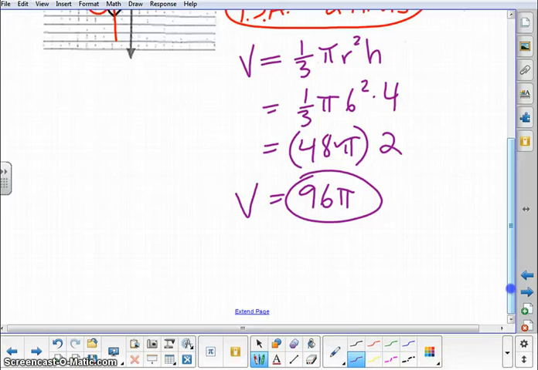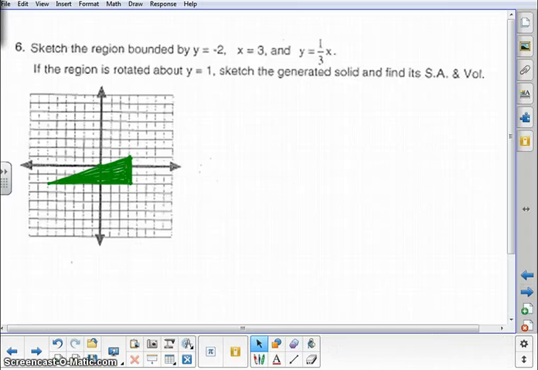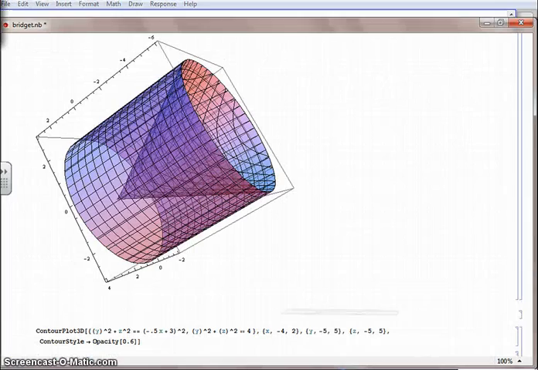Okay, so let's go ahead and go to number 6. Number 6 is sketching the region. Go ahead and push pause and get the picture sketched. So your region should look something like the green triangle. And when that is rotated around y equals 1, it's going to create a picture that looks something like this.